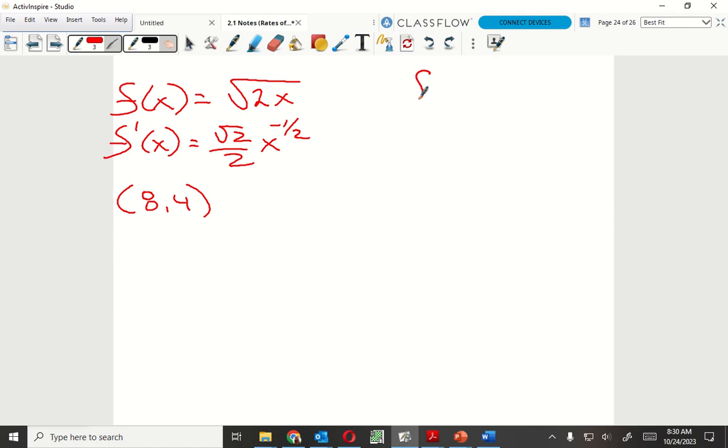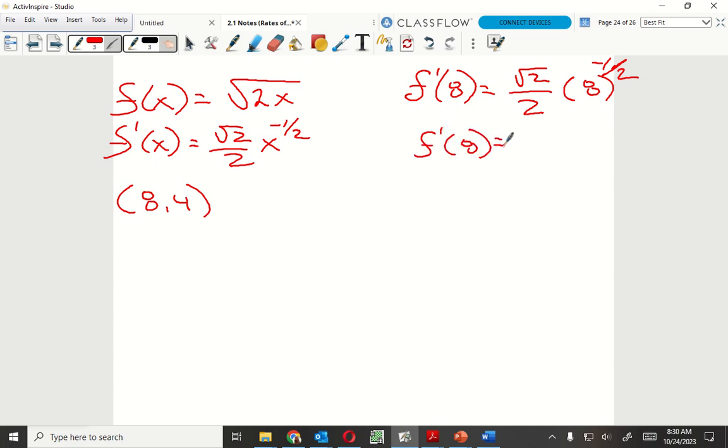So my derivative, my f prime of 8 is going to be, I'm plugging in, so it's rad 2 over 2, and it's going to be 8 to the negative 1 half. Now it just looks kind of crazy, right? So this is where I'm going to put that exponent back in the denominator. So I'm just going to rearrange this so hopefully it makes a little bit better sense. That means the same thing. I took that power of 1/2 and I put it back to square root.